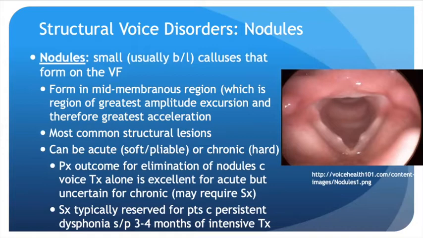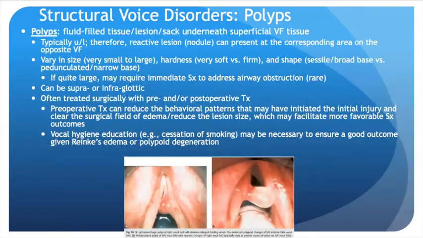So polyps are fluid-filled tissue lesions, kind of a sac, underneath the superficial vocal fold tissue. They're typically unilateral. They can be bilateral, but they're typically unilateral. And so you can have a polyp on one side and then a reactive lesion, kind of like a callus or almost similar to a nodule on the opposing side.